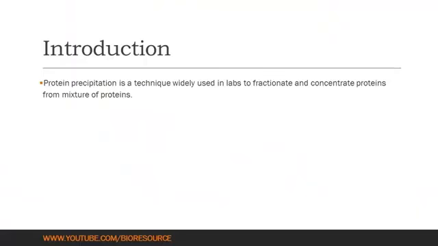Let's see what protein precipitation is. Protein precipitation is a technique which is widely used in labs to fractionate and concentrate proteins from a mixture of proteins in solution. So generally when protein expression is done in a bacterial culture or yeast culture, the protein needs to be purified. One of the methods for the concentration of protein is the precipitation of proteins.